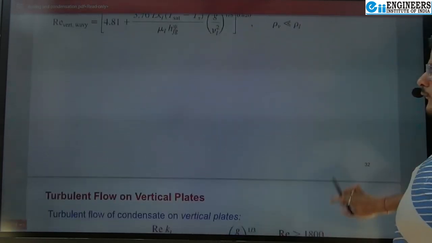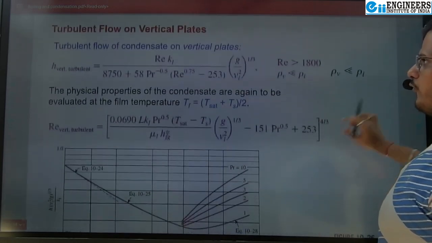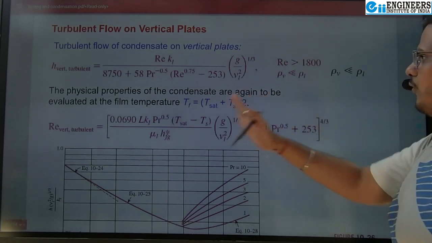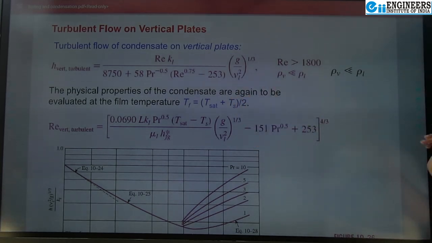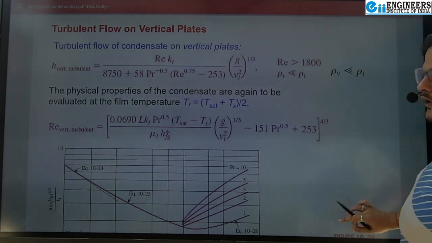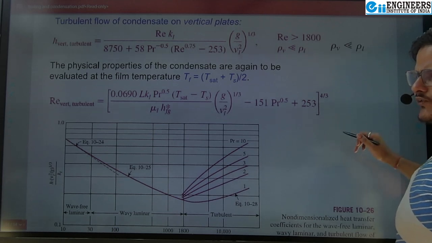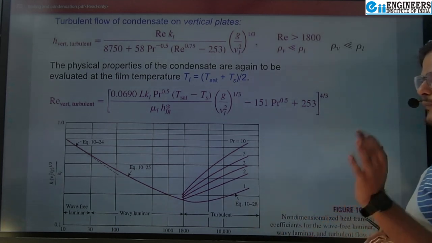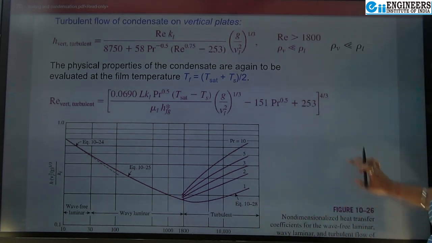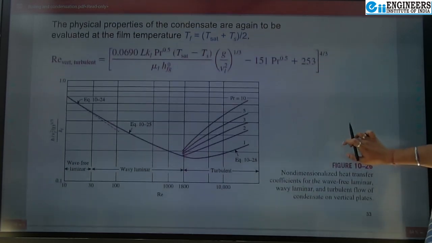Then we will move on to the turbulent flow on a vertical plate, and for turbulent flow, this is the empirical correlation that has been given for the condensation mode. And this equation is just for your knowledge. Questions have never been asked till date on this part, but you never know if it can come.